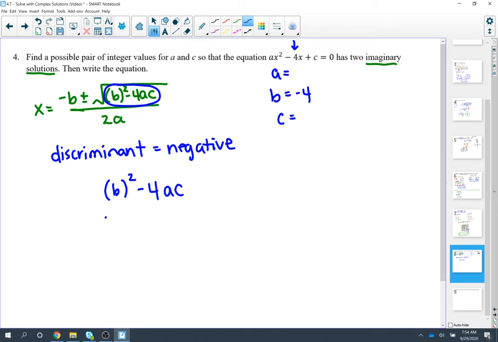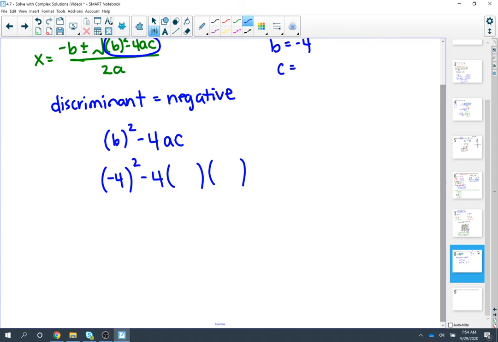So b is the opposite of 4, squared, minus 4 times something times something. And we have to come up with a and c. All I need for this to happen is a negative number. So if I take negative 4 squared, that's negative 4 times negative 4, that's 16, minus 4 times something times something. Well, because I have a minus here and I want this to turn out negative, I just need to make sure that whatever this term is back here is bigger than 16.